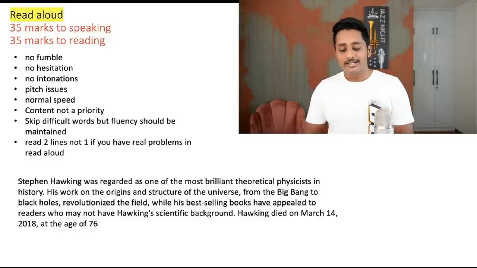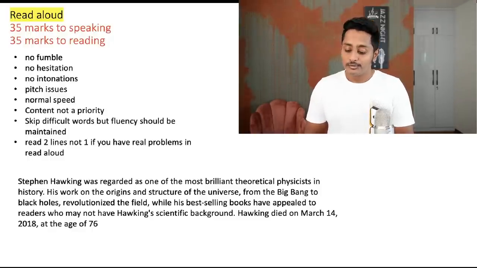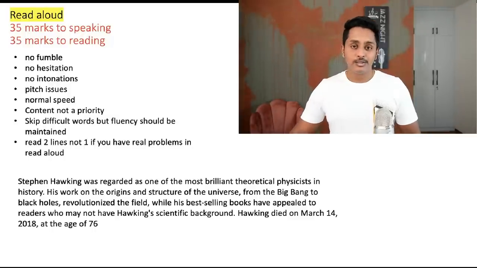Stephen Hawking was regarded as one of the most brilliant theoretical physicists in history. His work on the origins and structure of the universe, from the Big Bang to black holes, revolutionized the field, while his best-selling books have appealed to readers who may not have Hawking's scientific background. Hawking died on March 14, 2018, at the age of 76.